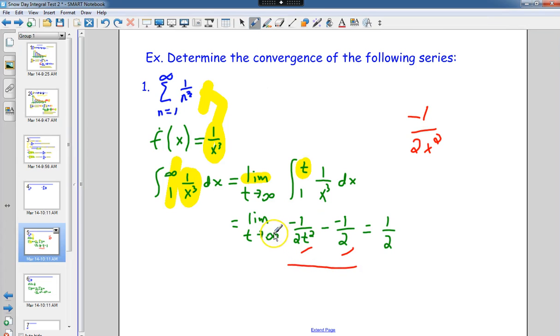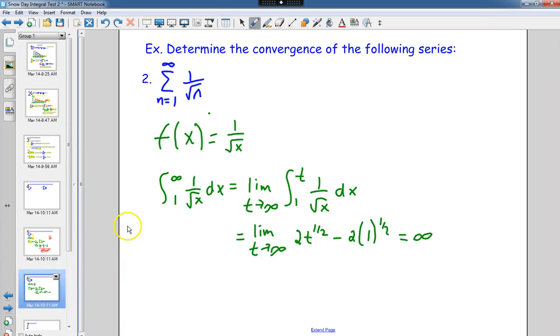And as t approaches infinity, this first fraction is going to go to 0, and we are just left with 1/2. So since we get a finite value, that means our improper integral converges, and since the improper integral converges, then our series also will converge. It converges. Sorry.